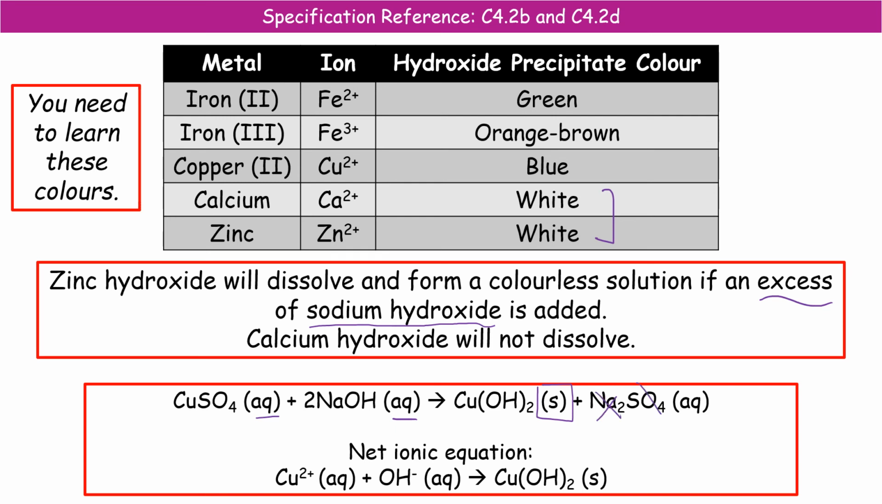So we don't need to worry about sodium, don't need to worry about sulfate, cross them off on each side, and that just leaves us with our copper ions and hydroxide ions on the left, and then our copper hydroxide, the solid, on the right. We know hydroxide ions are OH-. Copper will only be Cu2+ in the examples they give you, so you can very easily write the net ionic equation there.